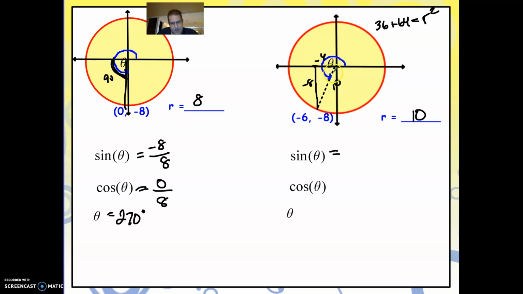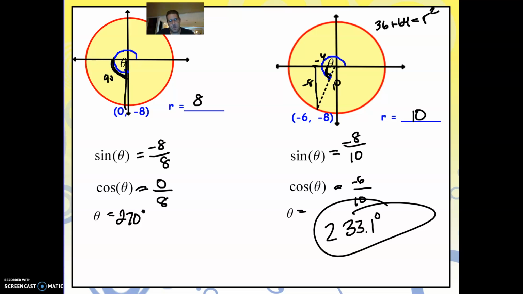So sine is opposite over hypotenuse, and cosine is adjacent over hypotenuse. If I solve either one of these out, the inverse sine of negative 8 divided by 10 gives me 53 degrees. So that's right there. So 180 plus 53.1 gives me 233.1 degrees, which is your answer.